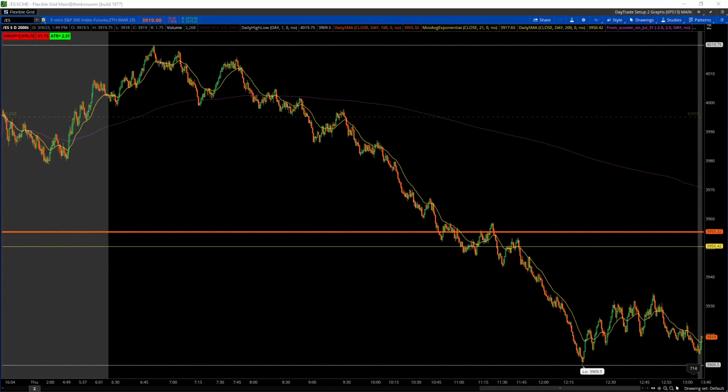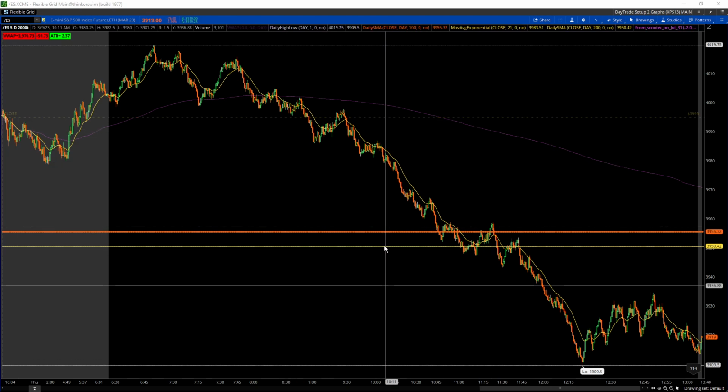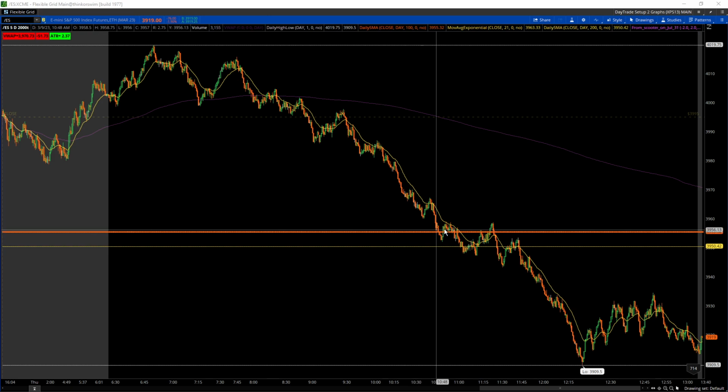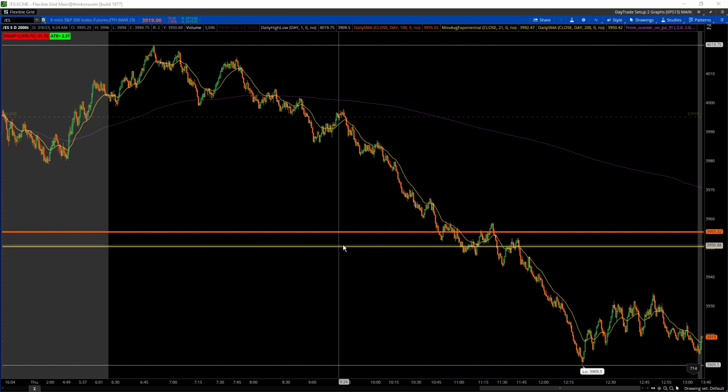March 9th, 2023. This is the 2000 tick chart on the S&P 500 E-mini futures on the Thinkorswim platform. This is what the chart looked like today. This dotted line here is the 100-day simple moving average on the daily chart. And this is the 200-day simple moving average.